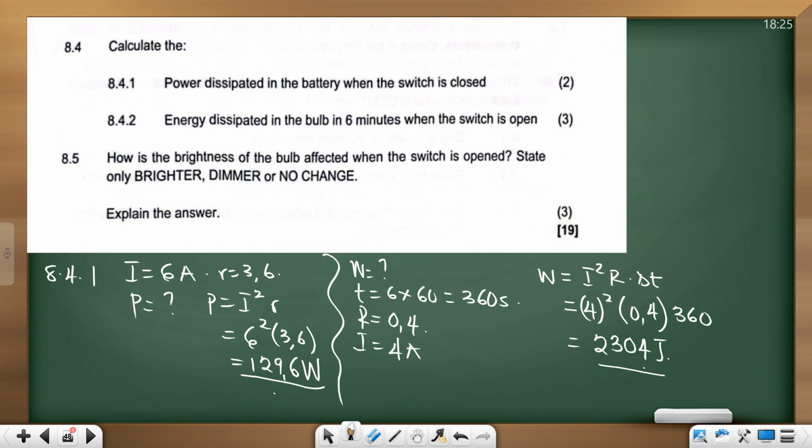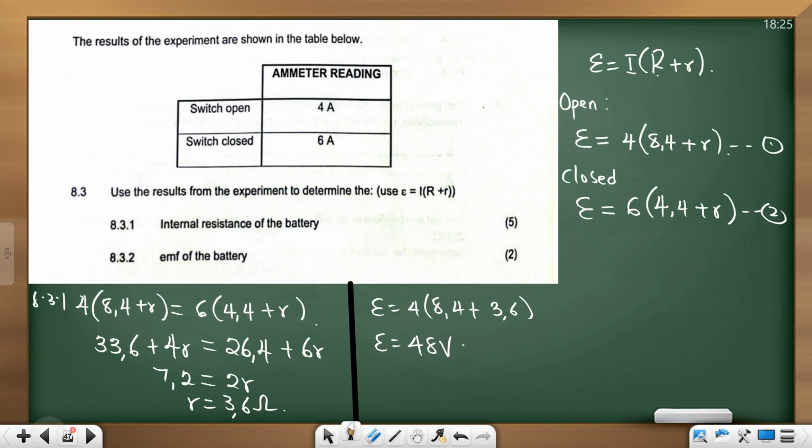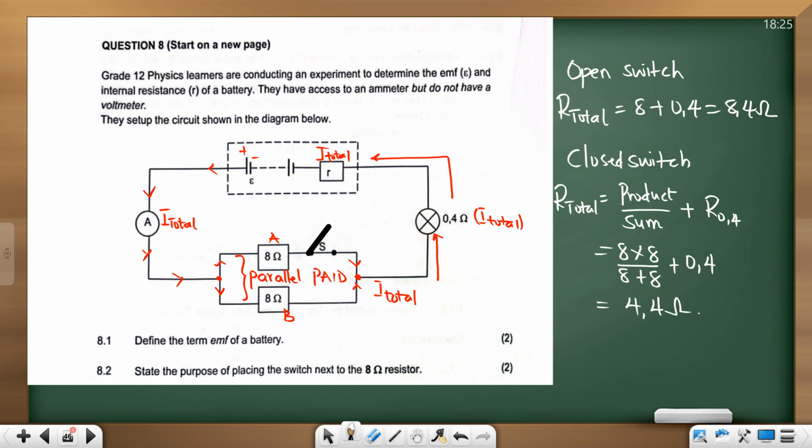8.5. How is the brightness of the bulb affected when the switch is opened? State brighter, dimmer, or no change. Let's go look at it. All right. When the switch is opened, what's going to happen? Once you see a question like that, start with resistance. Will the resistance increase or decrease? It will actually increase. I'll help you with some notes that I gave as well on when to know if resistance is going to increase. But even if you don't know, check.